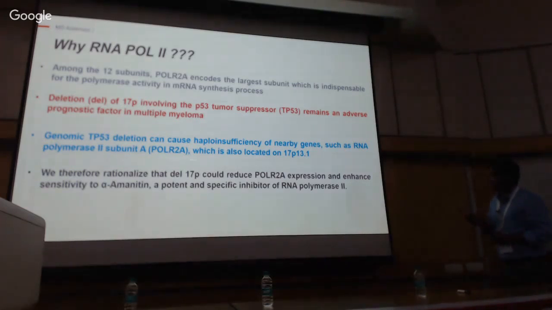So therefore, we rationalize that 17p deletion could reduce polymerase 2A expression and it could enhance the sensitivity to alpha-amanitin. So I'll come to that later. Alpha-amanitin is a poison which is formed from the death cap mushroom, and which is a specific inhibitor for RNA polymerase 2.